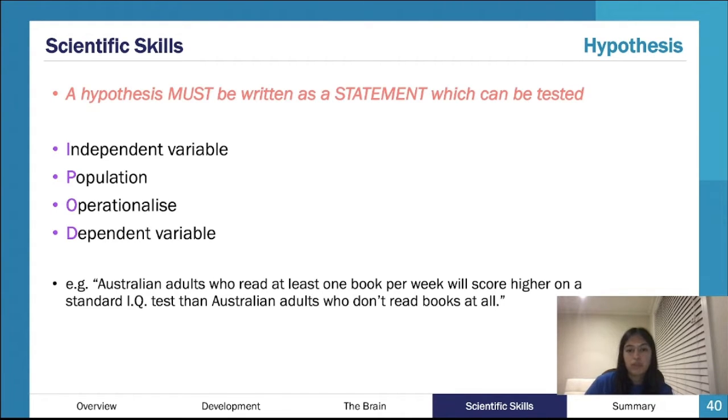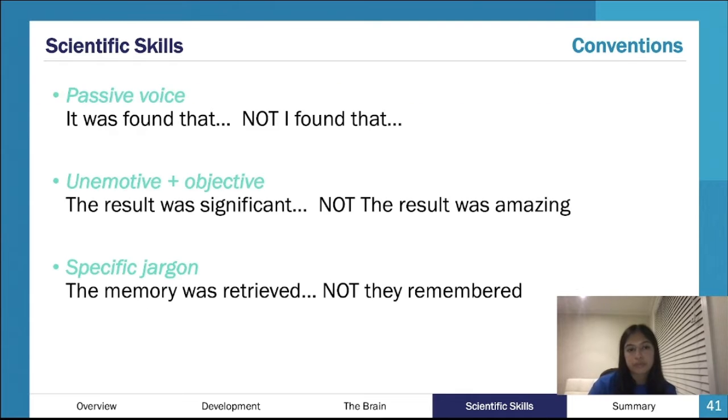But technically, it could score higher on an IQ test than Australian adults who read 10 books, who read 50 books, who read ebooks. You have to be specific. You have to basically cover all of the variables, all of your groups.